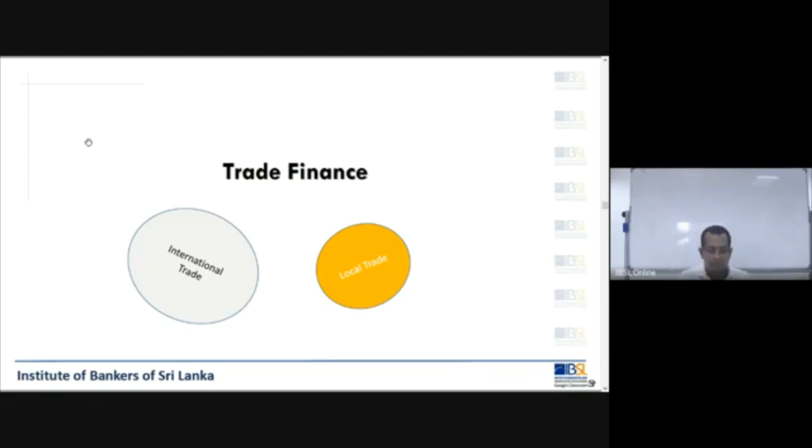We need to find a supplier who can give us the goods in the quality we want, quantity we want, price we want, and the delivery we want, right? So whether it is international trade or local trade, we need to find a customer who can match this. Firstly, we need to find a supplier, then pricing, quantity, quality, and delivery, right? That is the common thing between the two parties.